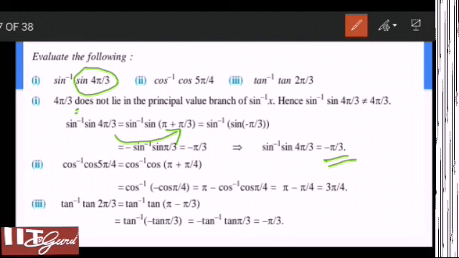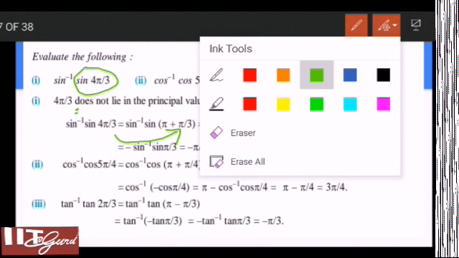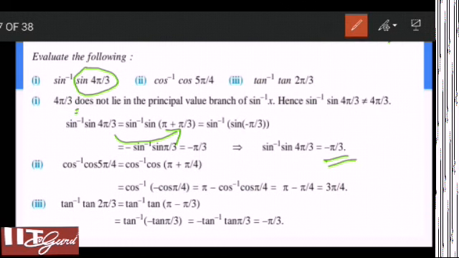Similarly, cos inverse cos 5 pi by 4, you see 5 pi by 4 can be written as pi plus pi by 4 over here. So cos inverse cos of pi plus pi by 4, that is minus cos pi by 4.